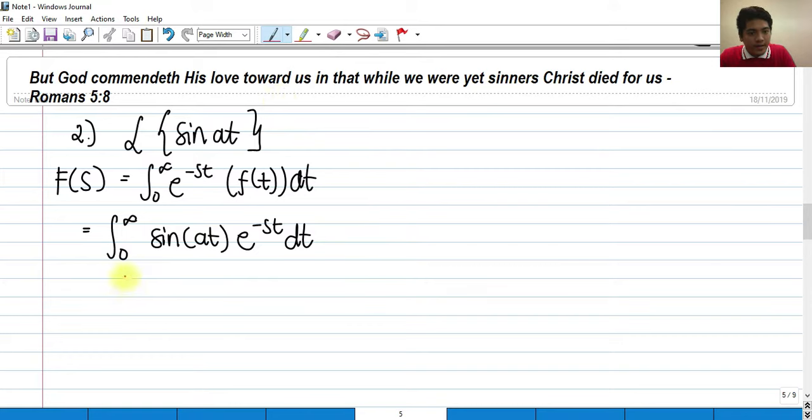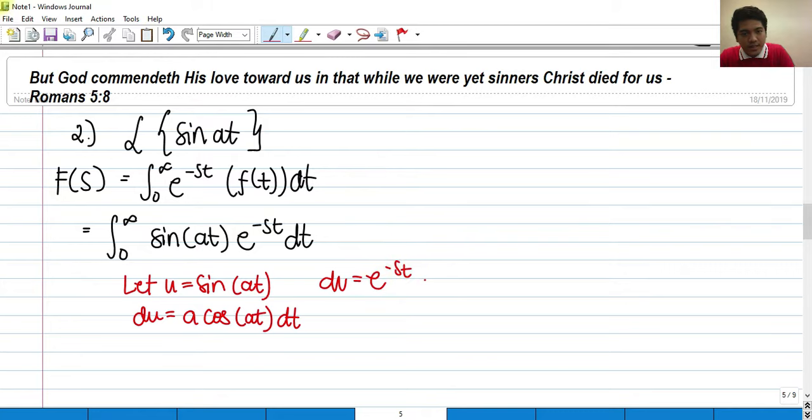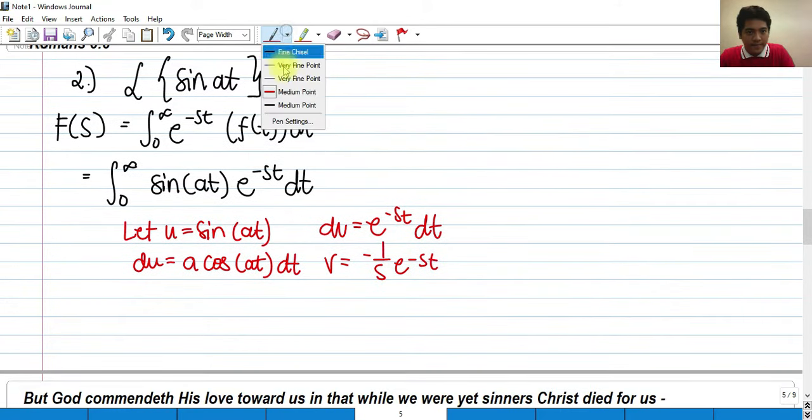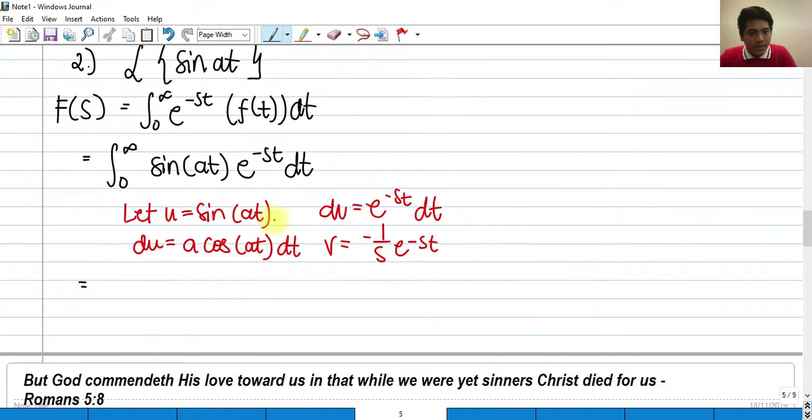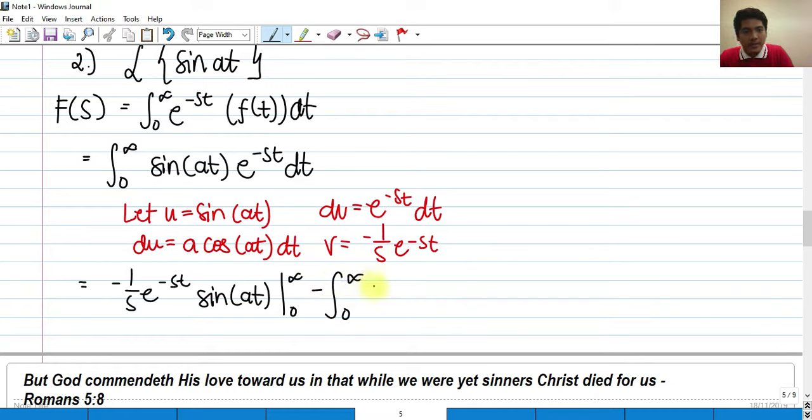And again, if we apply integration by parts, we let u as sine at, derivative of u with respect to t, that would be a cosine of at dt. And we have a dv here, which is e raised to negative st dt, of which that is very similar to our example a while ago. So that would be the v. Applying the formula, we have uv, negative 1 over s, e raised to negative st, our v, multiplied by u, which is sine of at, evaluated from 0 to infinity, because that is still our limit, minus the integral from 0 to infinity of the v du, negative 1 over s, e raised to negative st, and we have the du here, which is a cosine of at dt.